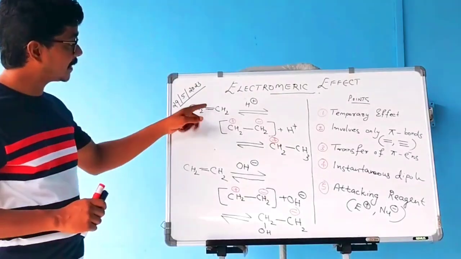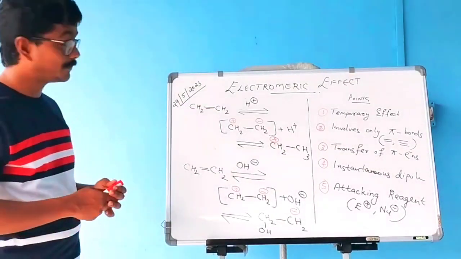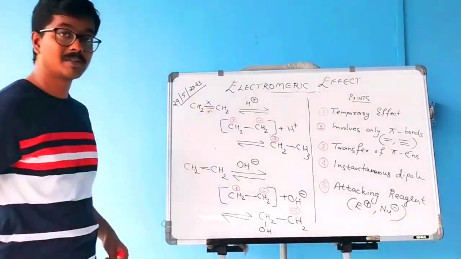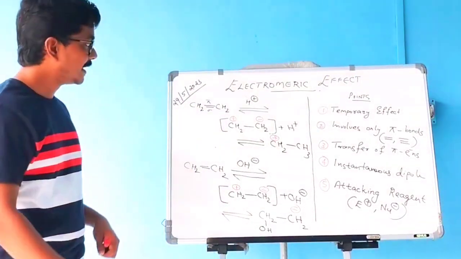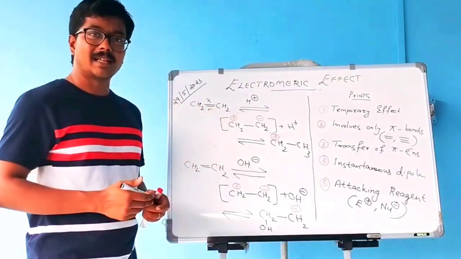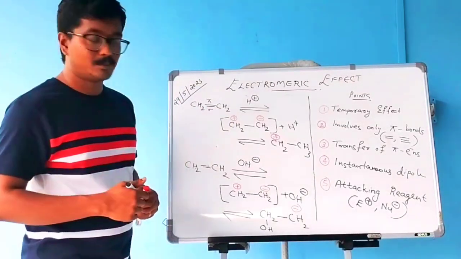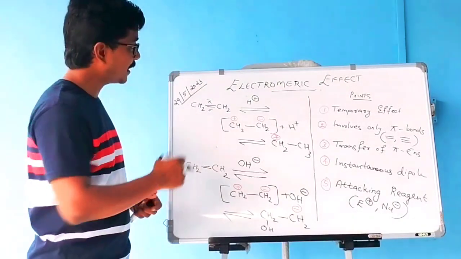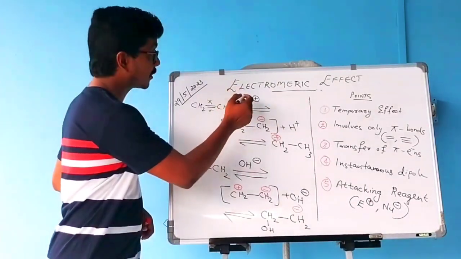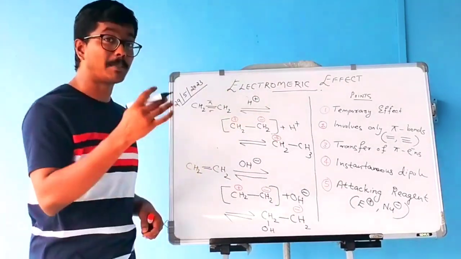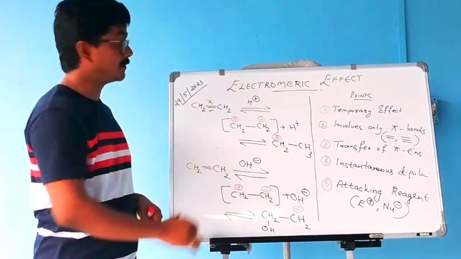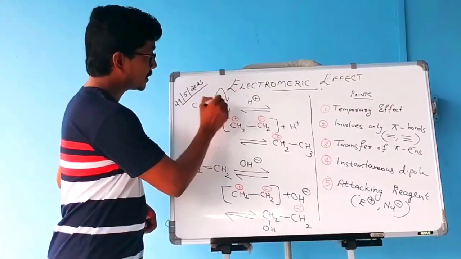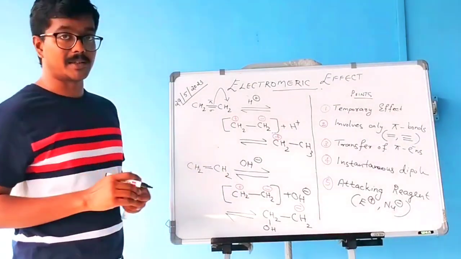So as you know, in a double bond, one bond is a sigma bond and one bond is a pi bond, which has pi electrons. When an attacking reagent, let's say an electrophile, approaches a pi bond system, or an ethene, these pi electrons will shift towards a nearby carbon atom. Electrophile is an electron deficient system.